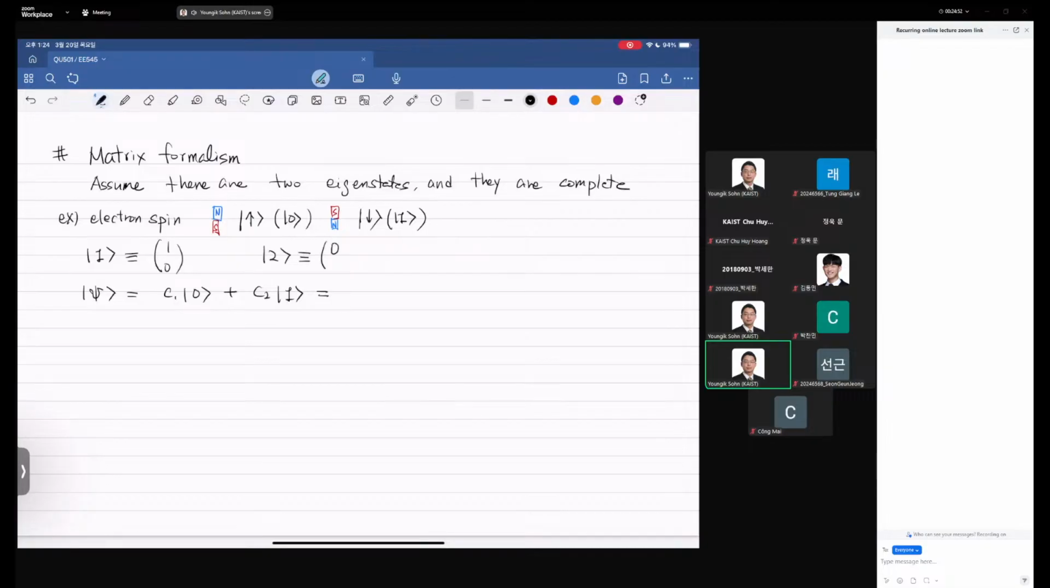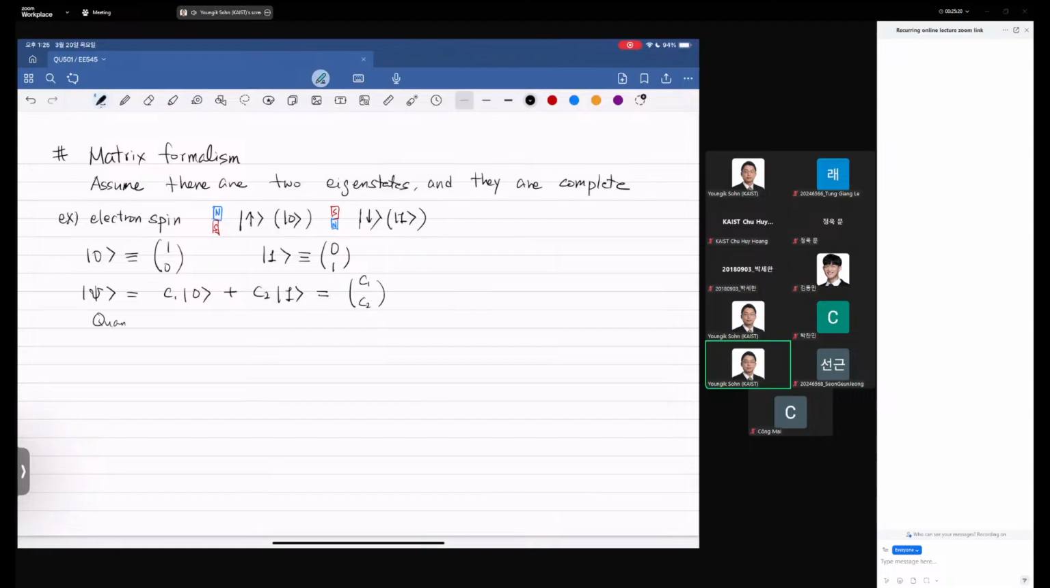Sorry, okay, I'll work with a 0 and 1. 0 and 1. And then you can easily see what matrix I'm going to write. It's going to be C1 and C2, right? It's the usual matrix rule. That's how you use a matrix to represent the quantum state.